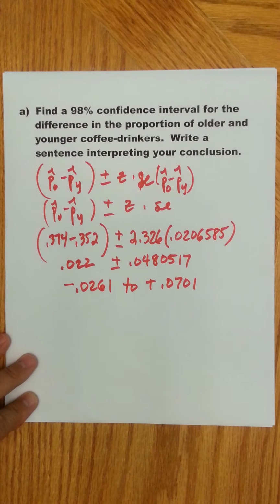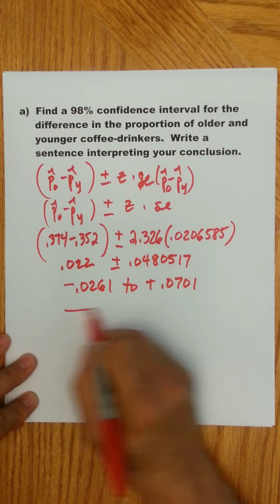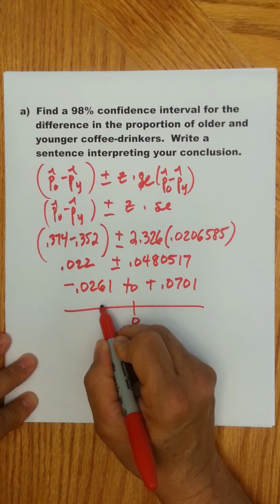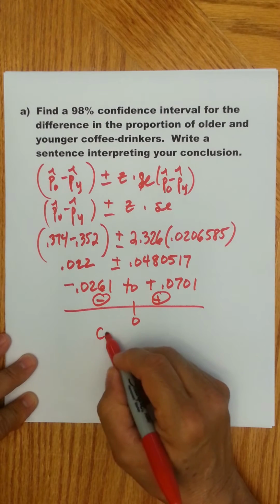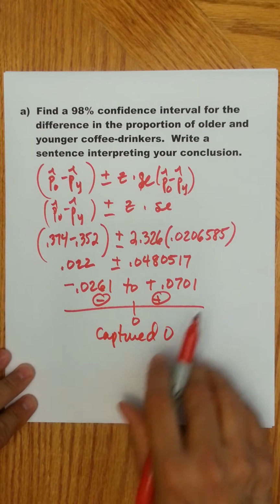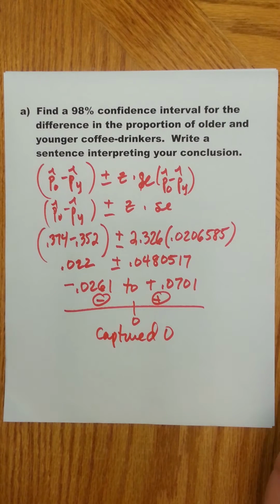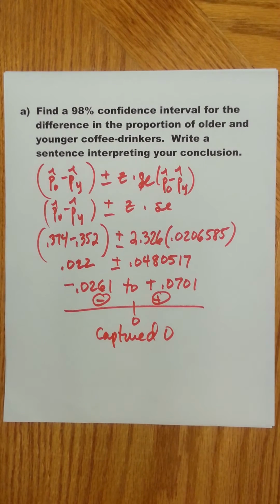If we capture 0, then what do we know? Well, here's how we know if we capture 0. We go from a negative to a positive number. So did we capture 0? Yes. We captured 0. So that means there's really no difference in the population proportions for the rate of the trait. There's no difference because you captured 0. So the difference could be 0. If the difference could be 0, that means the two groups could be the same.